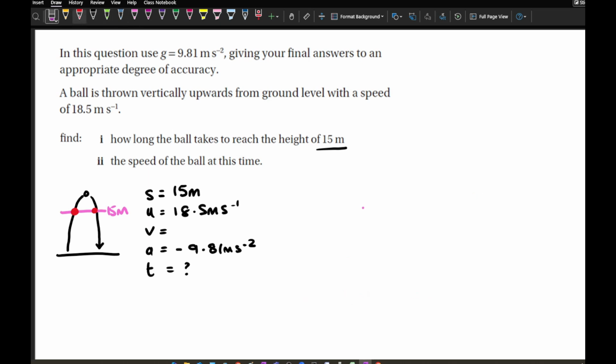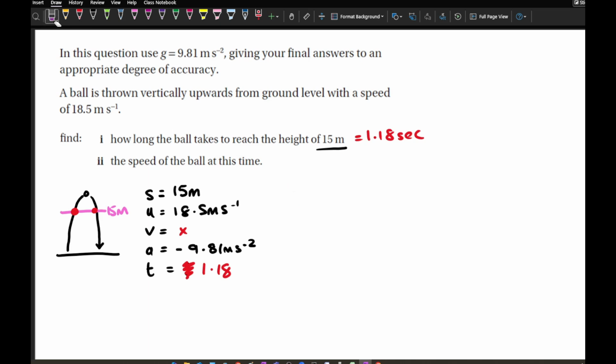And I can write my answer to this as 1.18 seconds. It then says the speed at this time, so this is now what I'm looking for, and I know that the time is now 1.18 seconds.